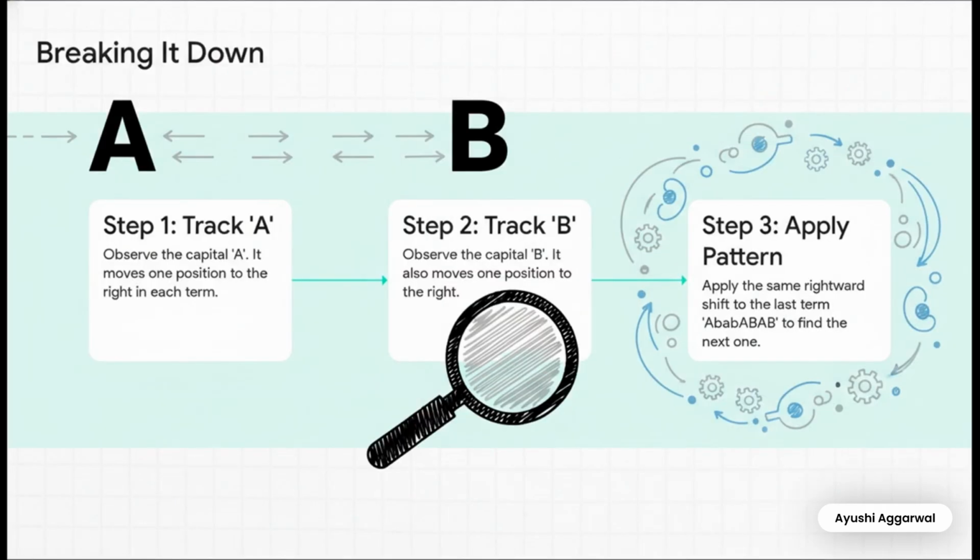All right, let's break this puzzle down. The number one rule for a problem like this is to not get overwhelmed by the whole sequence. Don't look at everything at once. Instead, you've got to isolate the moving parts. First, let's just track the capital A. See that? It just shifts one position to the right in every single term. Now, what about the capital B? Well, it's doing the exact same thing. It's also shifting one position to the right. You see, complex patterns are often just a couple of simple patterns working together. The trick is to track each one on its own.